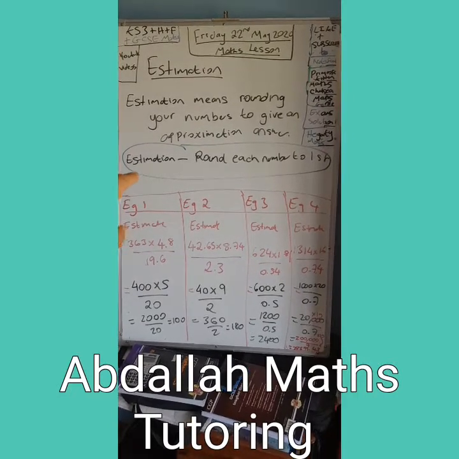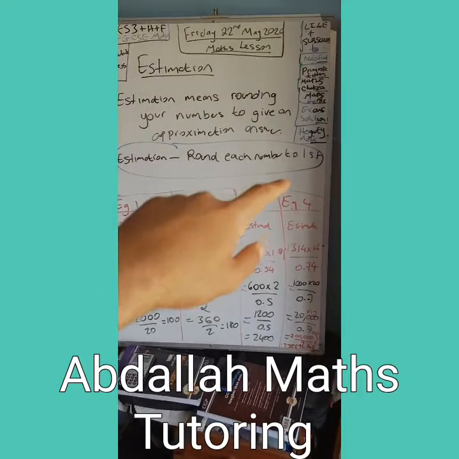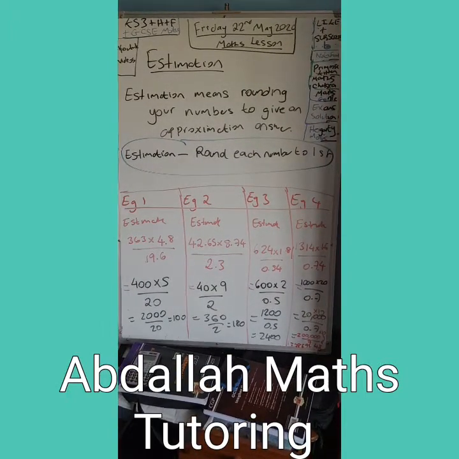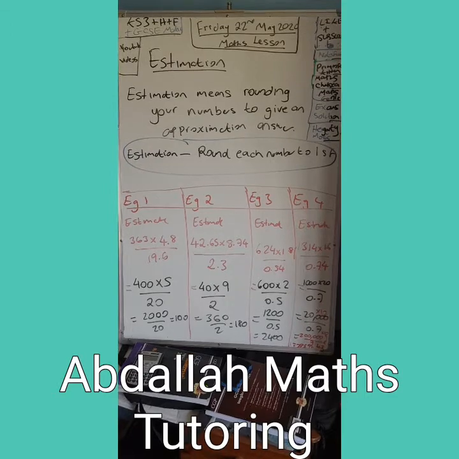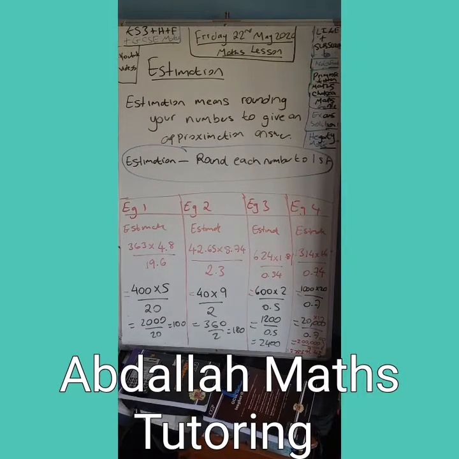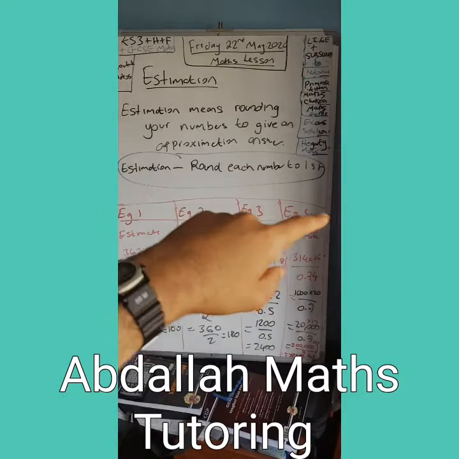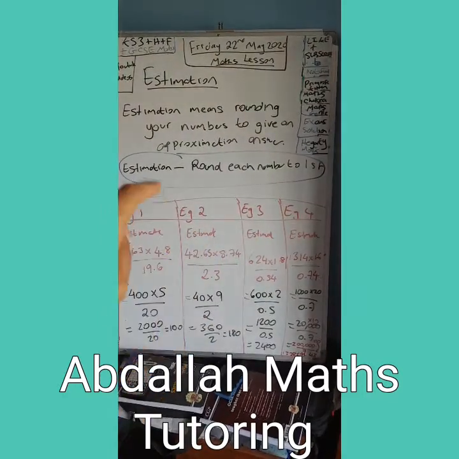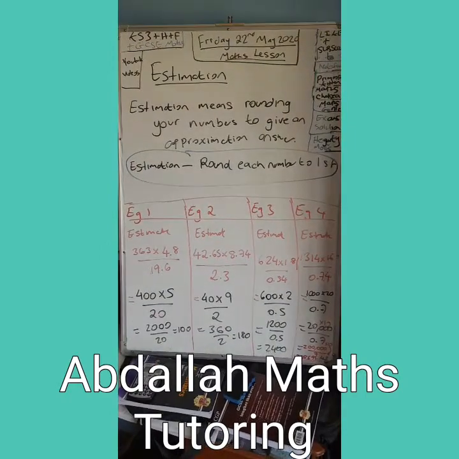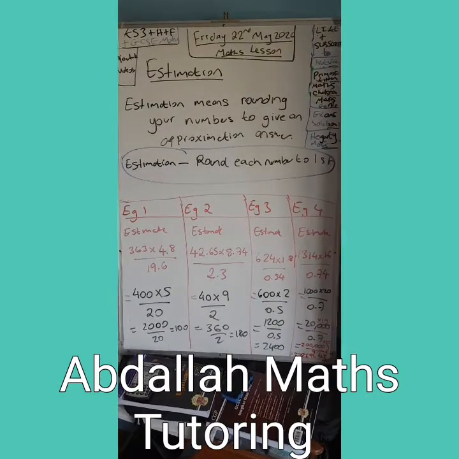The golden rule, guys, is to remember that if we do estimation in your exams, it means rounding each number to one significant figure. So it's the first non-zero number, and then the rest are zeros that follow after that number. When we are rounding to one significant figure, we look at the second significant figure, and if that's 5 or more, we round up. If it's less than 5, then we round down. So it's all through rounding.